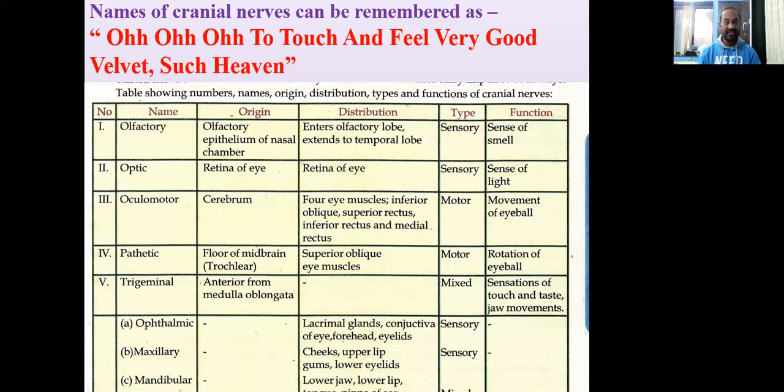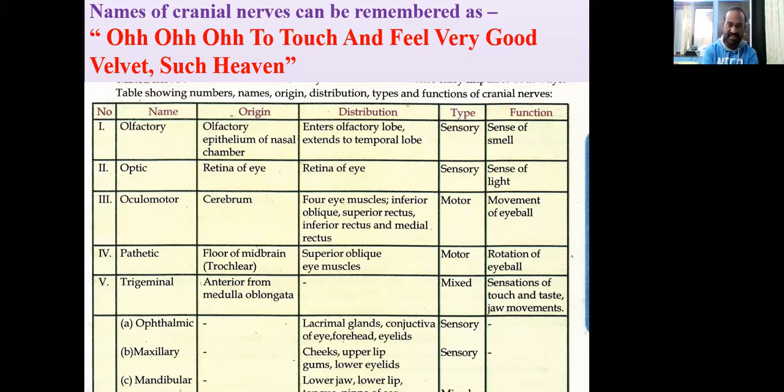We can understand, oh, there is the smell of pav bhaji, oh, the smell of nice khichdi, the smell of biryani, and for some people the smell of mutton and chicken. The smell, we understand with the brain, but we take it with the olfactory nerve. So that is number one, the olfactory nerve. The olfactory epithelium of the nasal chamber is the origin. It enters into the olfactory lobe. More correctly speaking, it is the temporal lobe of the cerebrum. That will be the area it covers.